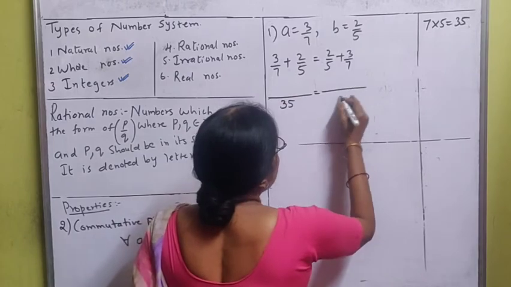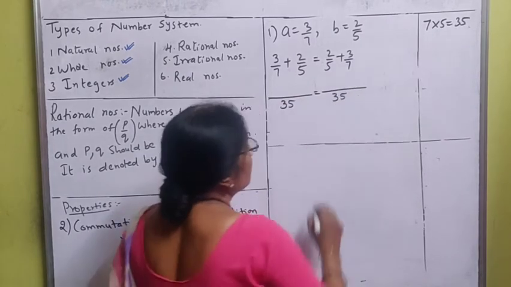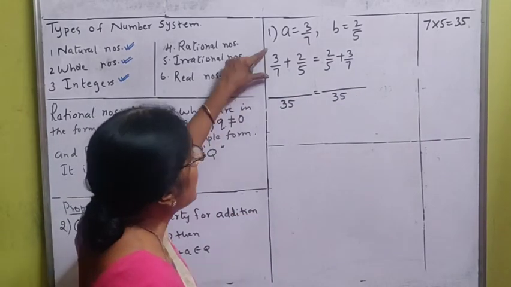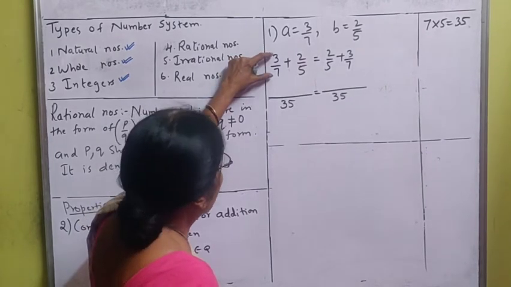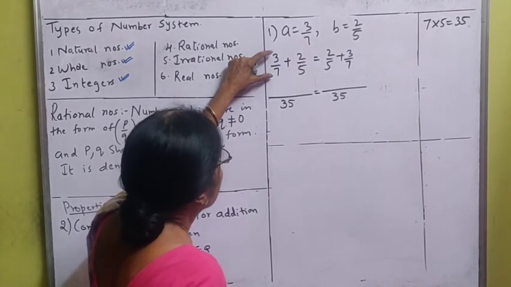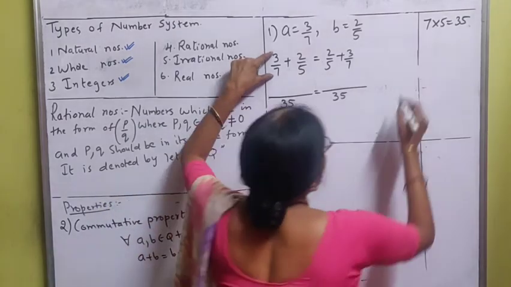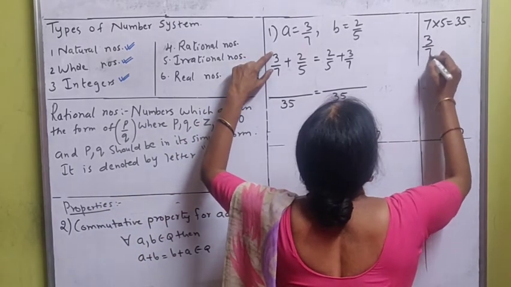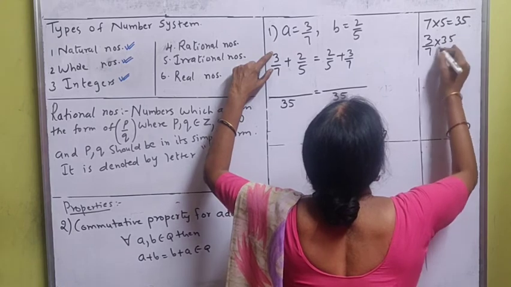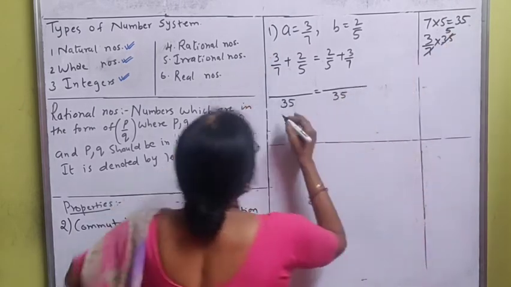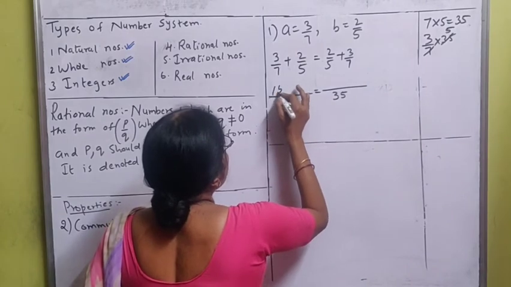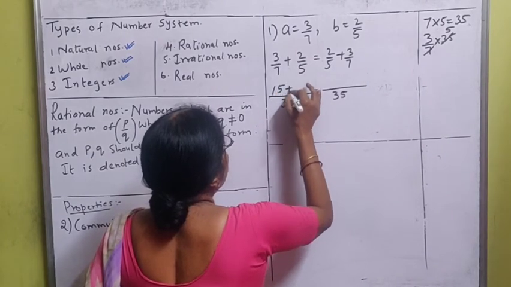And for B plus A also the denominator is 35. Now first I will take the left hand side. What is the first fraction? That is the first rational number, 3 by 7. So 3 by 7 into 35. 7 ones are 7, 7 fives are 35, 3 fives are 15. So I got it as 15. What sign is there? Plus.